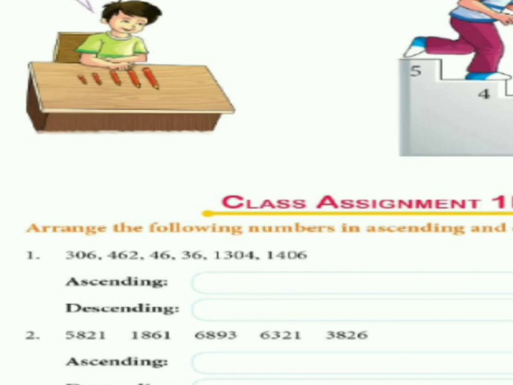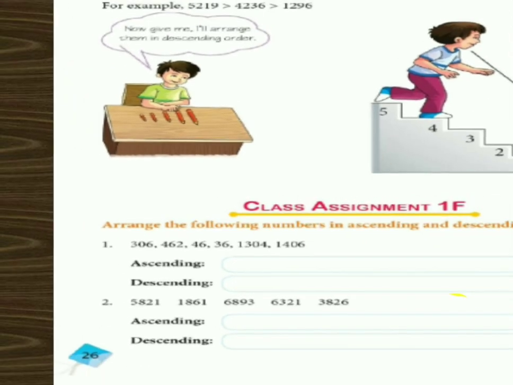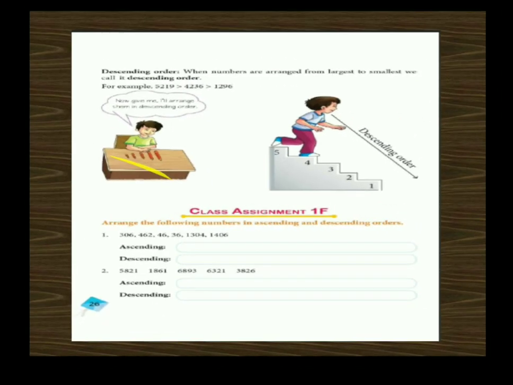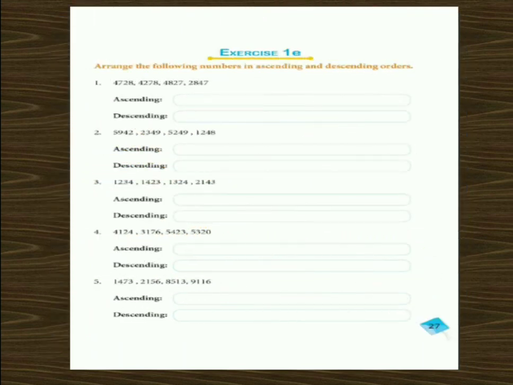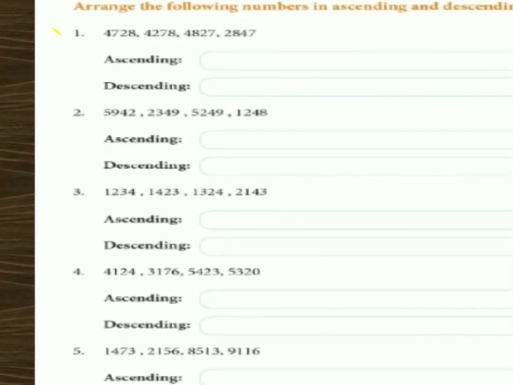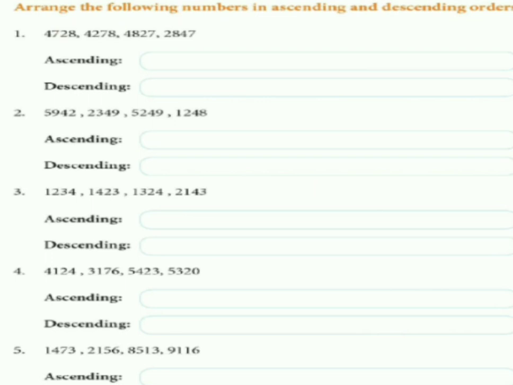Okay class, so one question I have explained to you in this manner. You will complete the rest of the questions also. If you face any problem, then you can consult with me, and I'll explain it also. As you can see in this assignment, you have to complete all these numbers in the same manner. First of all you will write all these numbers in ascending order, and then you will write all these numbers in descending order.